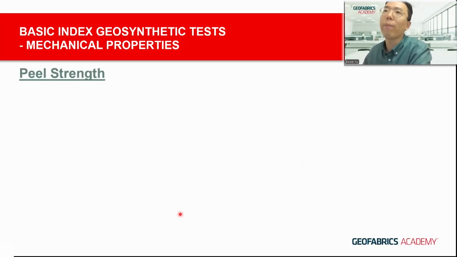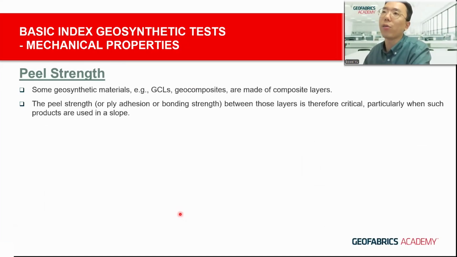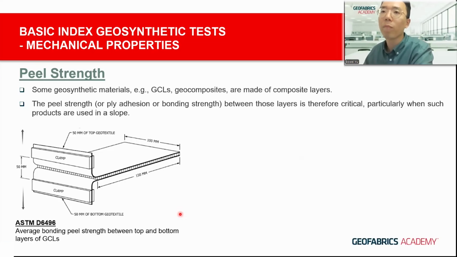The next one is called the peel strength. This is a mechanical property that's important for certain composite materials, such as the GCLs or the geocomposites, as they are made of different layers joined together. And the peel strengths between those layers, or sometimes the so-called applied adhesion or the bonding strengths, can be quite important, particularly when they are used on a slope.